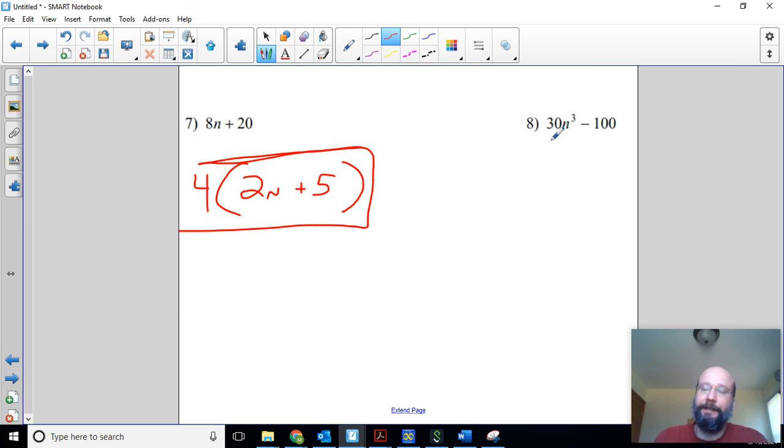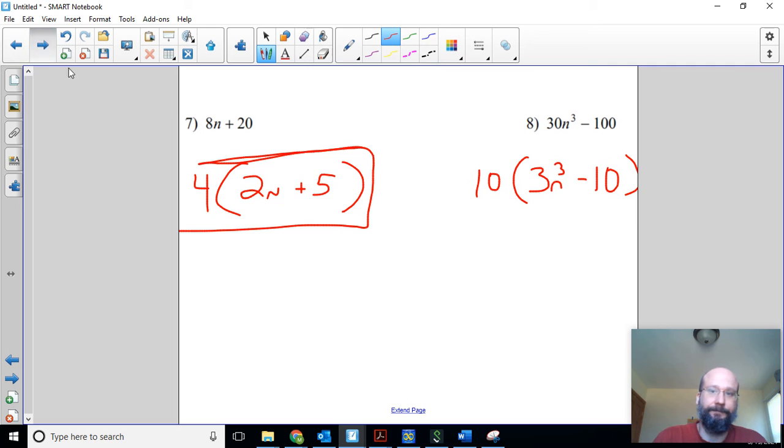The GCF of the numbers 30 and 100 would be 10. And again, there's n to the third here, but there's no n here. So I can't take out an n. Then I divide: 30n to the third divided by 10 is 3n to the third. Negative 100 divided by 10 is negative 10.